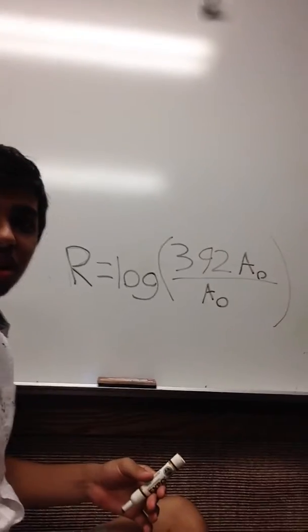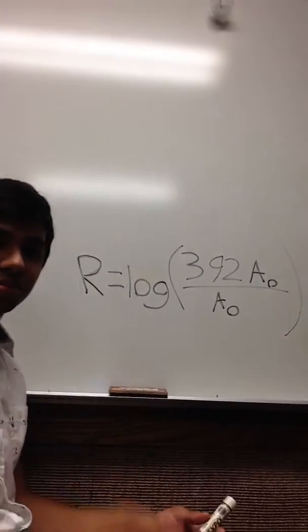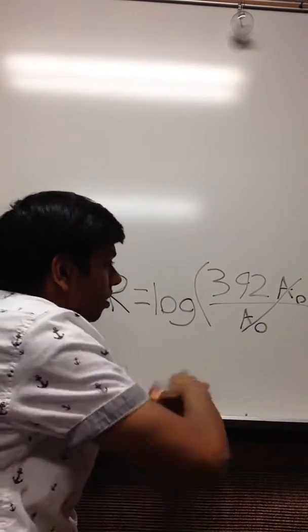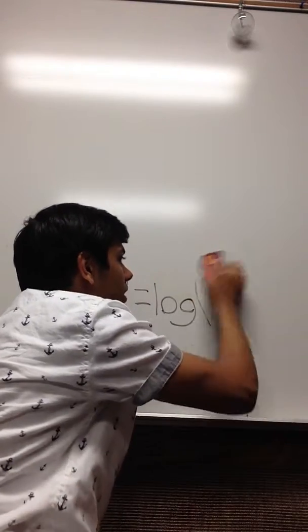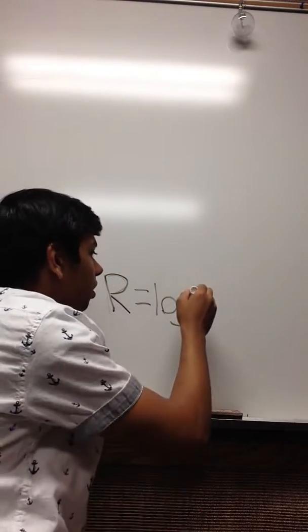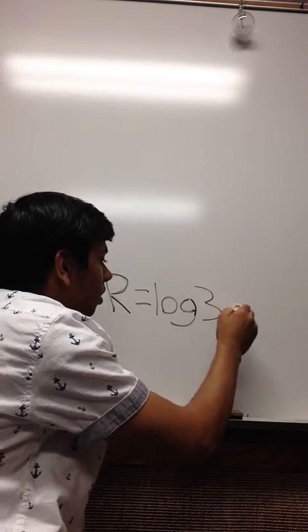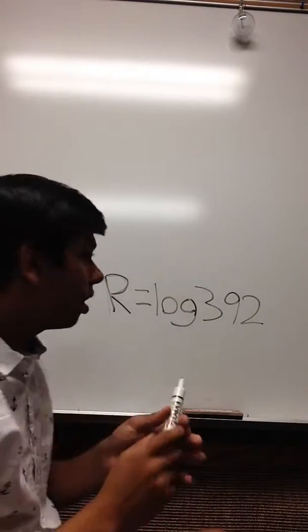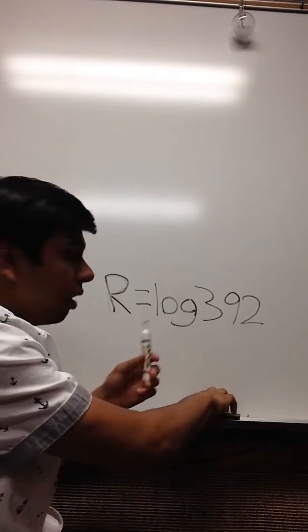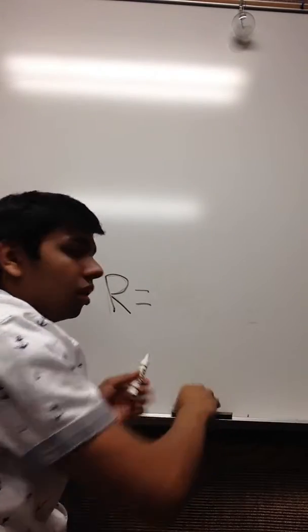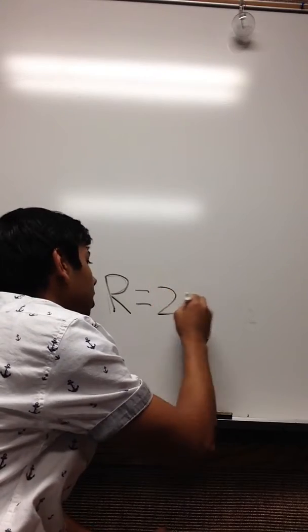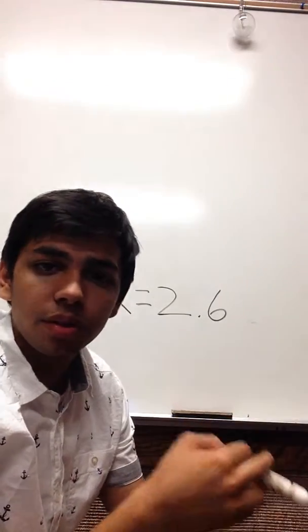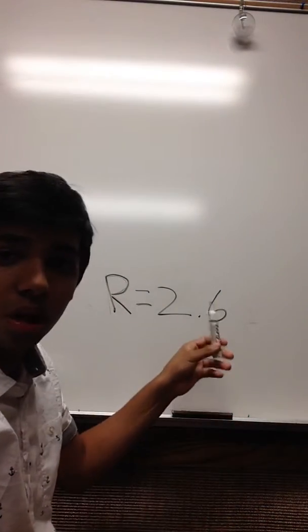I'm going to move this over again. Excuse the bad handwriting. Now we're going to cross this out, and we're going to have 392. If we solve this out, the log of 392 is 2.6. So this earthquake has an amplitude 392 times greater than the original, which means that it will register as a 2.6 on the Richter scale.